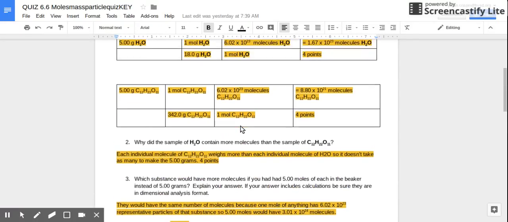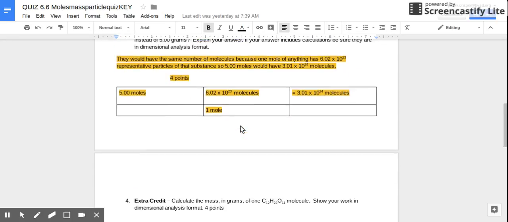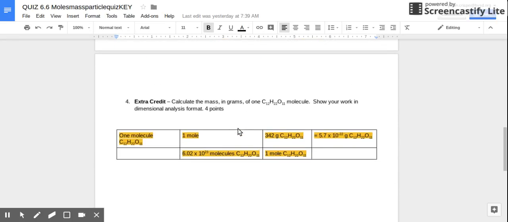1 mole weighs this many grams. So if I calculated the mass in grams of one molecule, it's going to be 5.7 times 10 to the negative 22nd. That's a negative 22 right there. It's a really small number. If you had something that was a really big number, that wouldn't make sense because you're talking about one molecule. So you're looking for an answer somewhere ballpark of 5.7 times 10 to the negative 22nd grams.